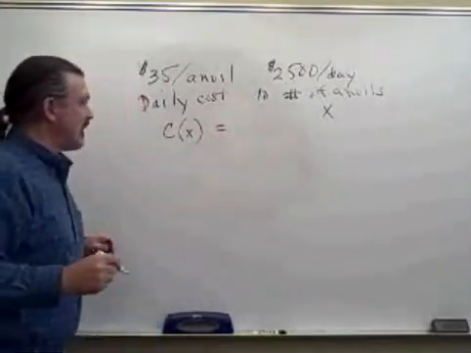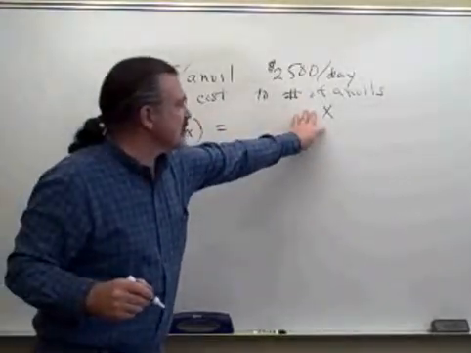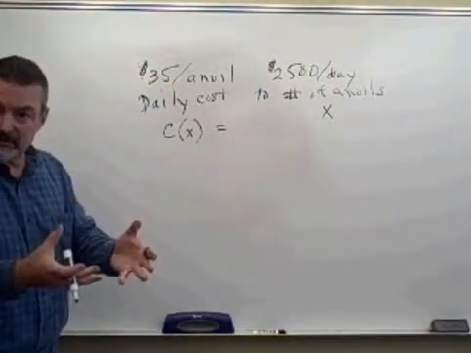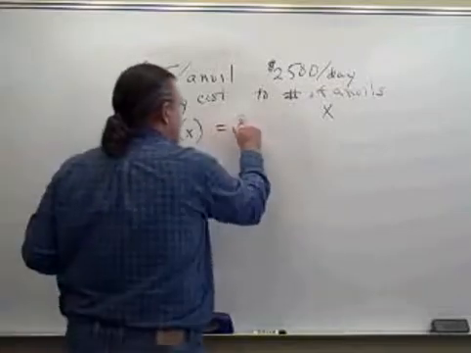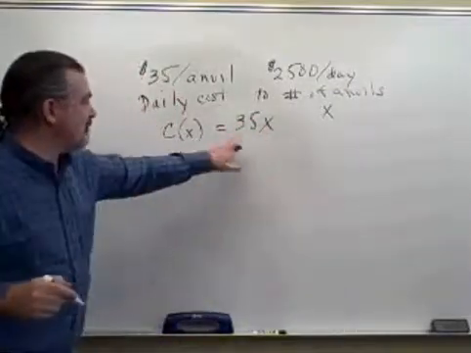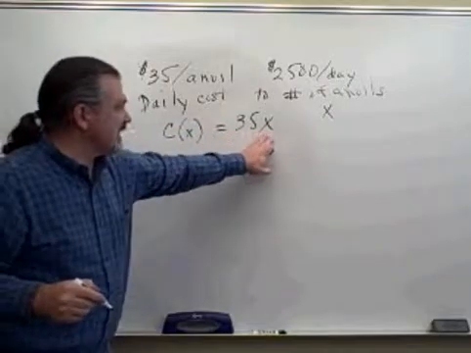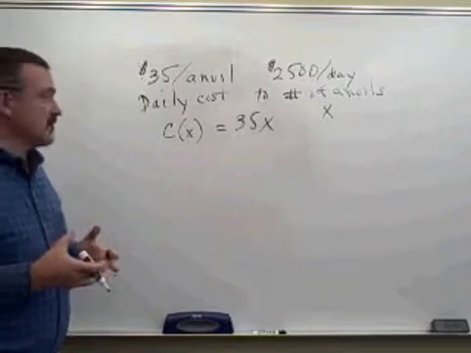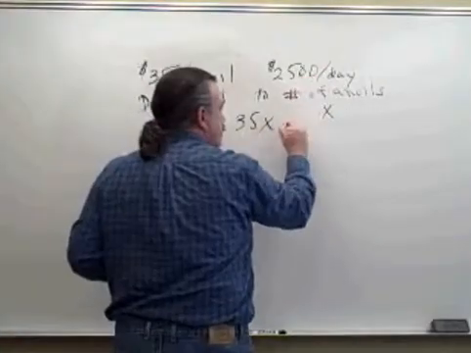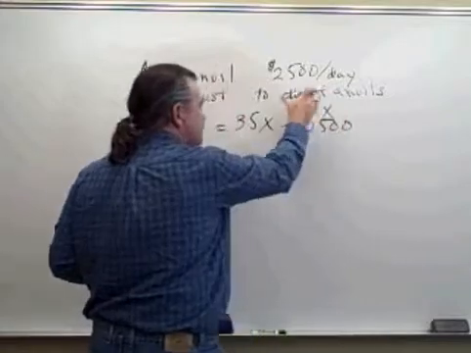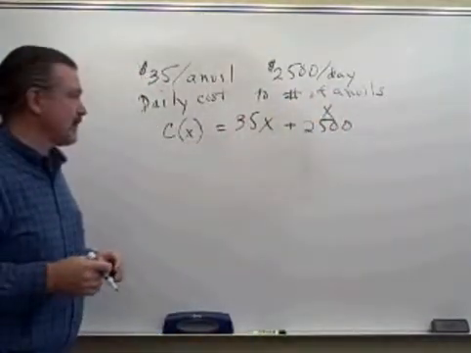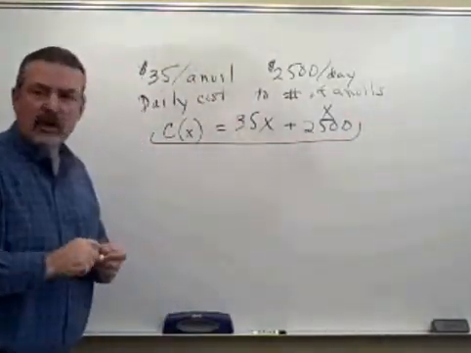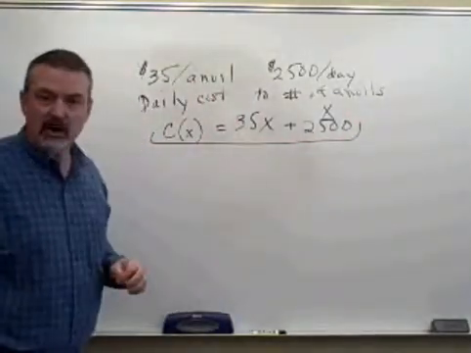And it seems kind of logical. If X is the number of anvils you're going to make, then isn't 35 times X the dollars you have involved in making those anvils? $35 per anvil, X number of anvils being made. 35X would be the cost of making those anvils. But it also costs us $2,500 a day just to operate our plant. And so that produces this, what we could call cost function, a linear cost function.